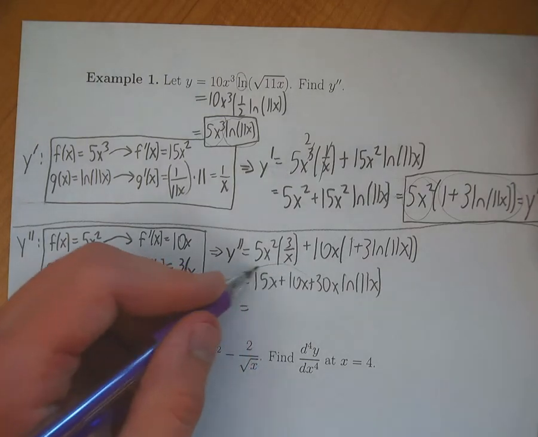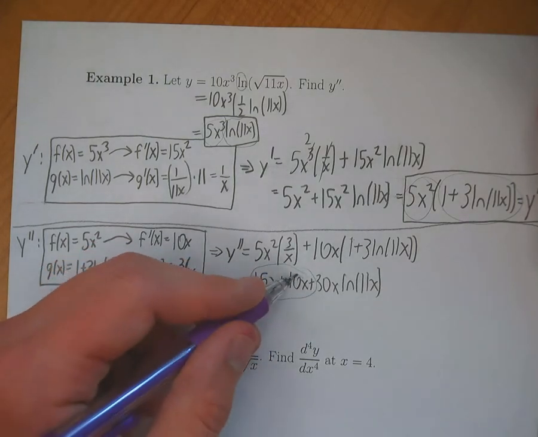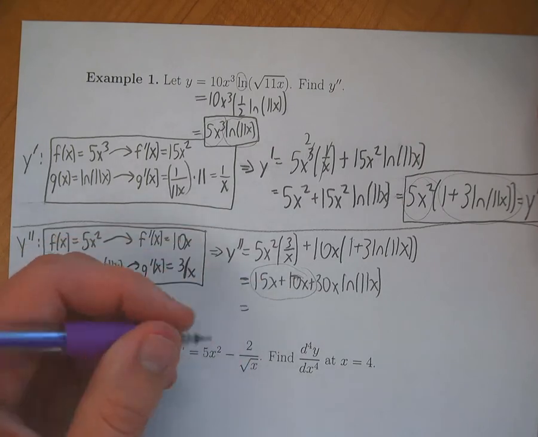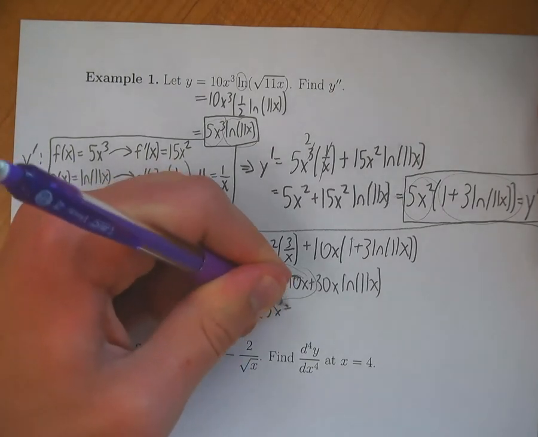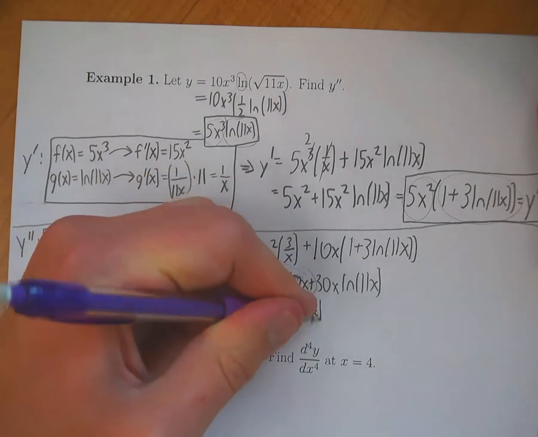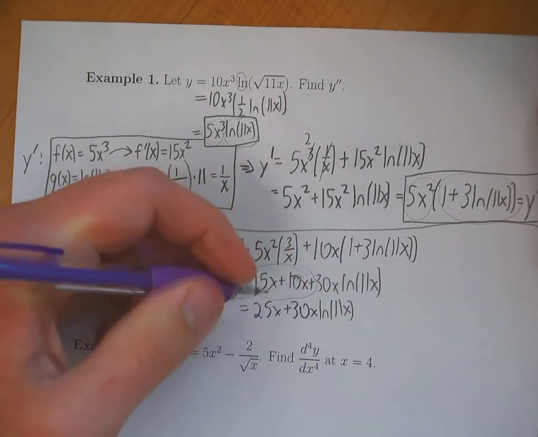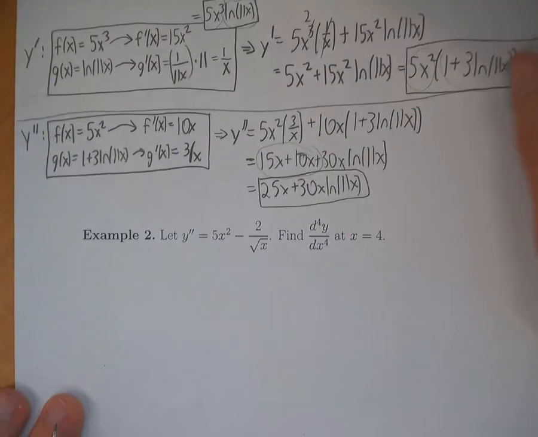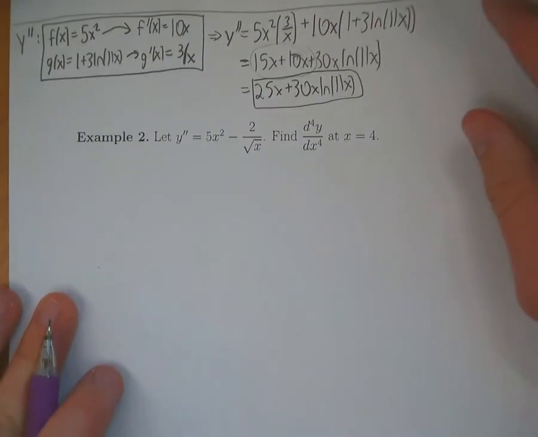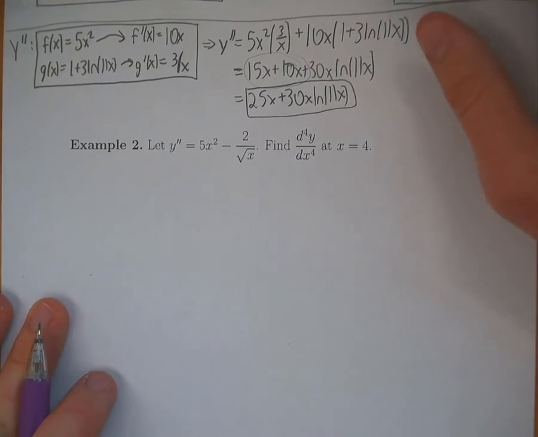Now what can we do with these two terms here if we add them up? 25x, and then times natural log of 11x. Good. So that would be your second derivative here. Okay. So any questions on that?